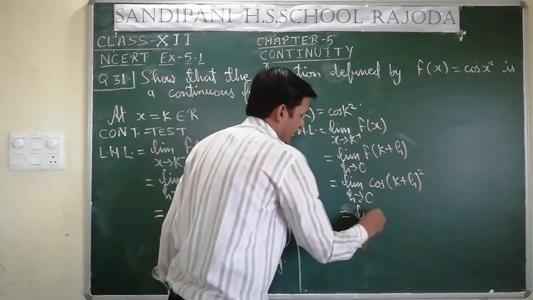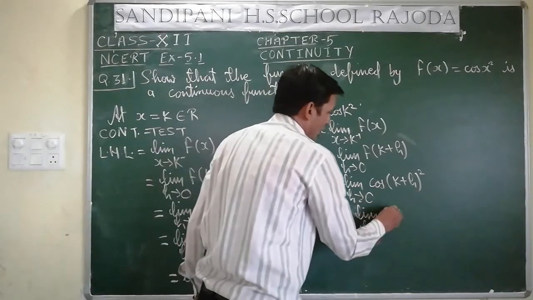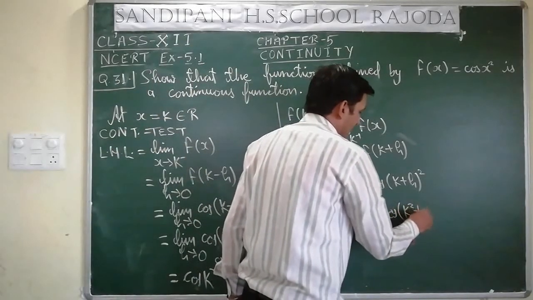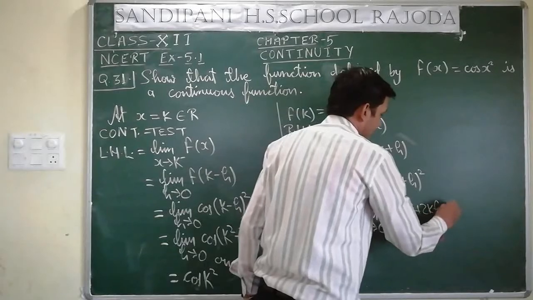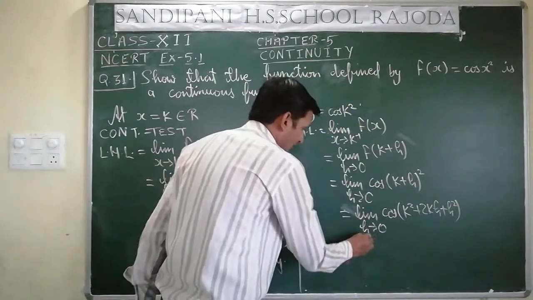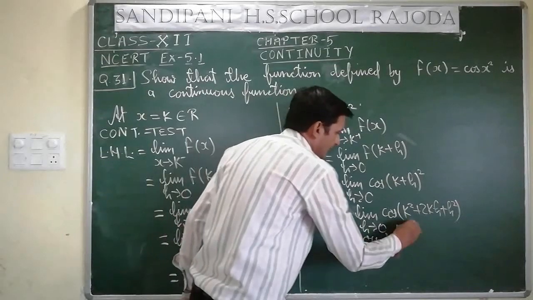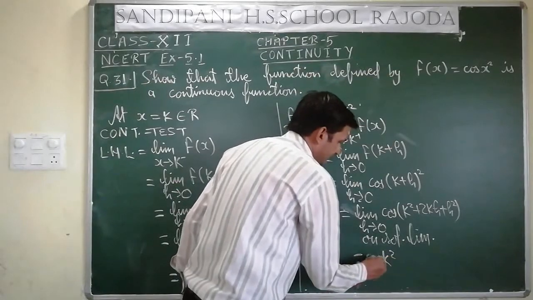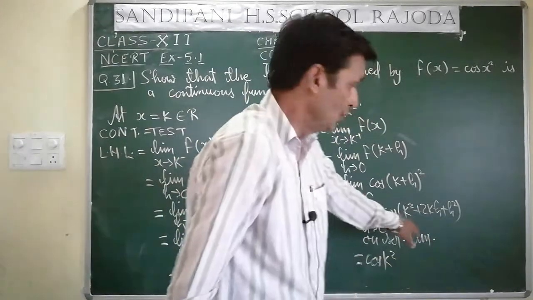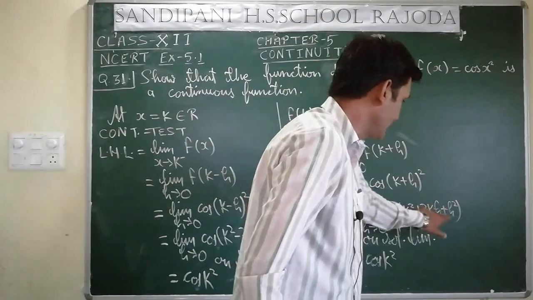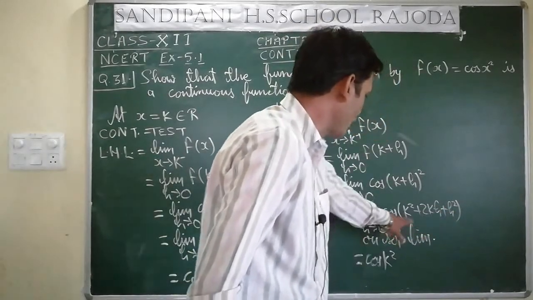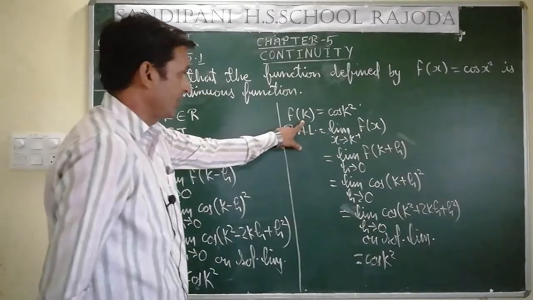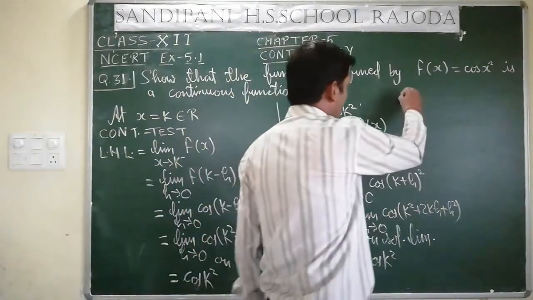So this will be equal to limit h tends to 0 cos, again here a plus b whole square formula will be applicable. So this will become k square plus 2kh plus h square. Now on solving limit, this will become cos k square. Why is it so? Because value of h is 0. So 2k into 0 will be 0 and h square, that is 0 square is again 0. So cos k square. What we can see? It is cos k square here, it is cos k square here also, and it is cos k square here also.